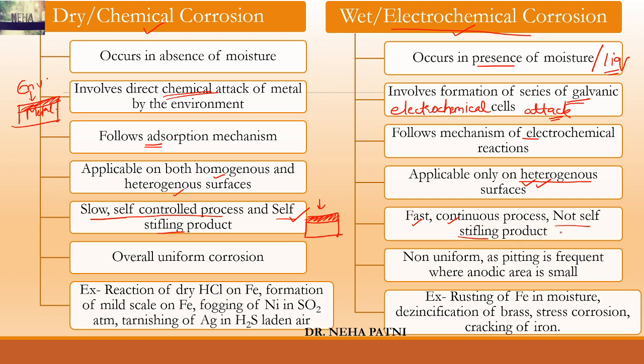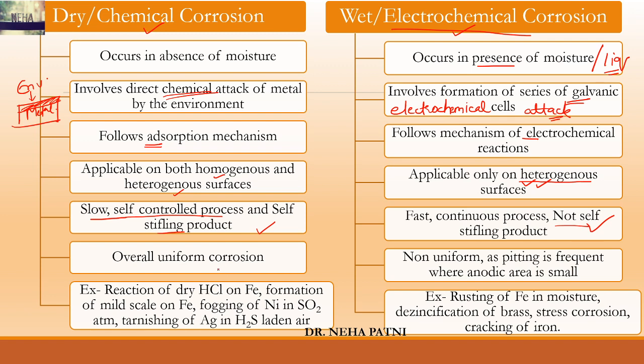While in case of wet corrosion, I hope you remember, the rust comes out and settles somewhere between the anode and the cathode, because the iron moves, right? So depending on the speed of the iron, the product will settle down. So it's not a self-stifling product, meaning wherever it is formed, it is not absorbed. While here, it is absorbed where it is formed.